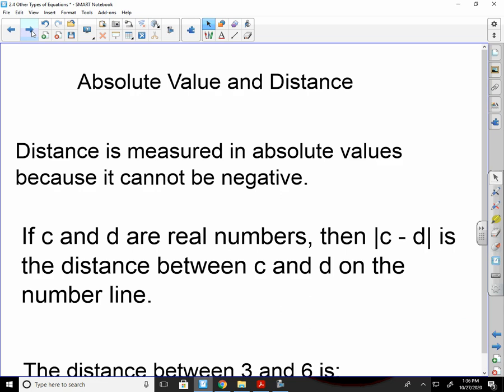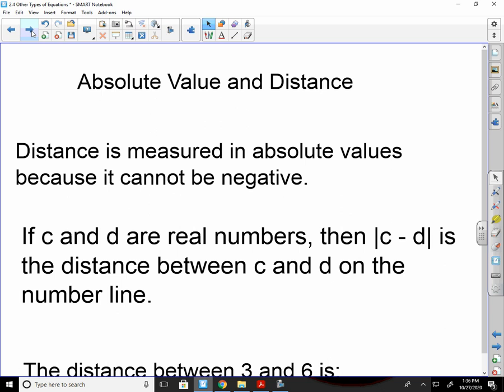Absolute value and distance. Distance is measured in absolute values because it cannot be negative. If I walk outside my door, so I open my door, and I look to the left, and I take 10 steps to the left. Is that going negative 10 steps? No, I still went 10 steps. It's not like I went backwards or forwards. None of that makes any difference. I'm still going a certain distance.